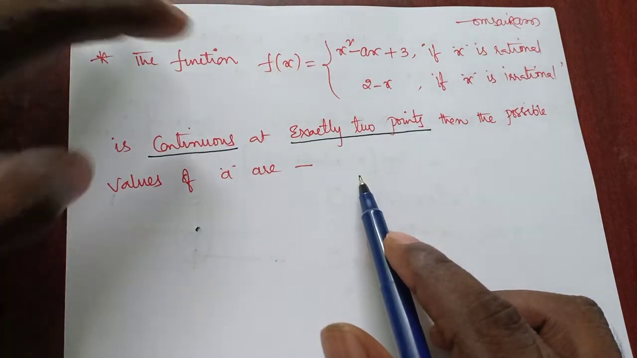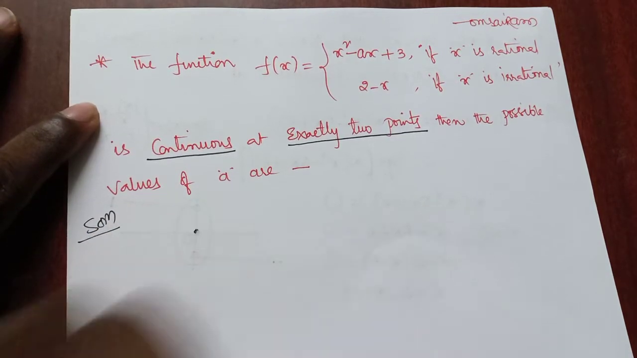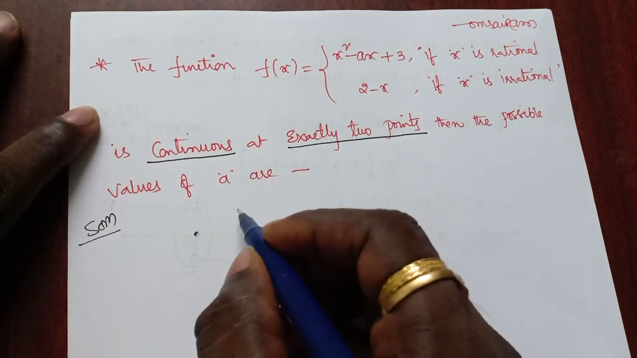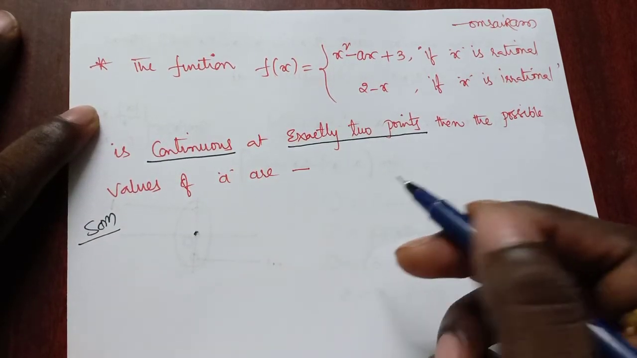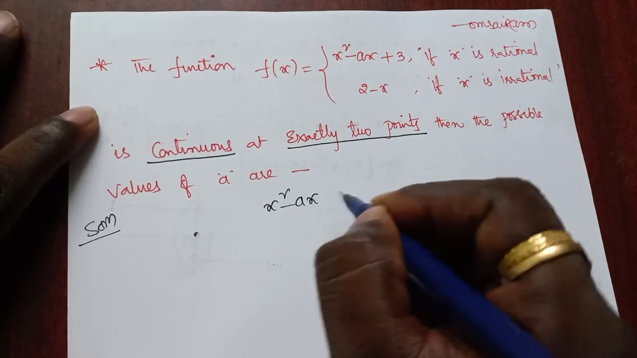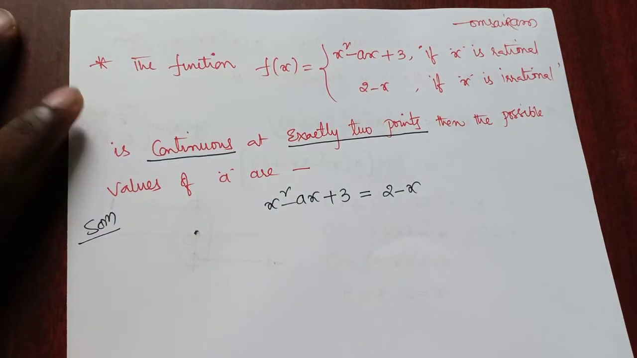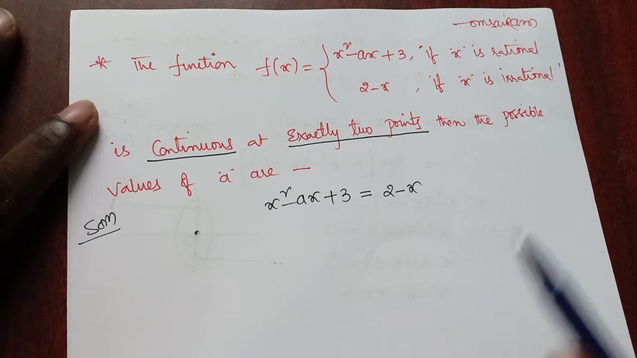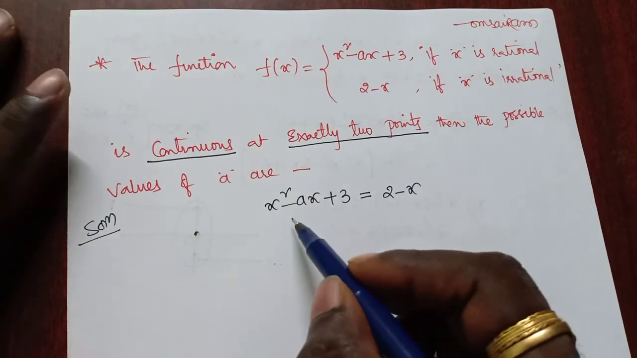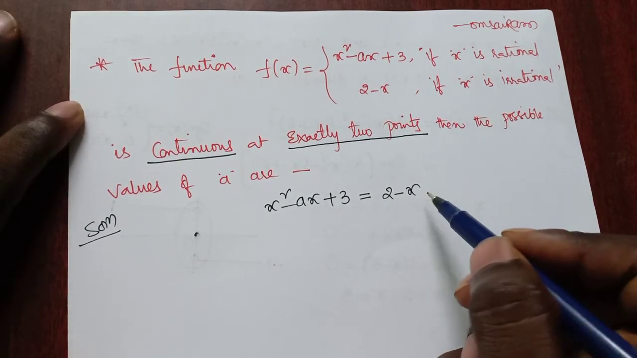So clearly, what is the graph? It is continuous, which means that left hand limit is equal to right hand limit, which is equal to the value of the function. So clearly x square minus ax plus 3 is equal to 2 minus x for x belonging to the reals. Why? Because very next value of a rational is irrational. So for any value of x, x square minus ax plus 3 is equal to 2 minus x.